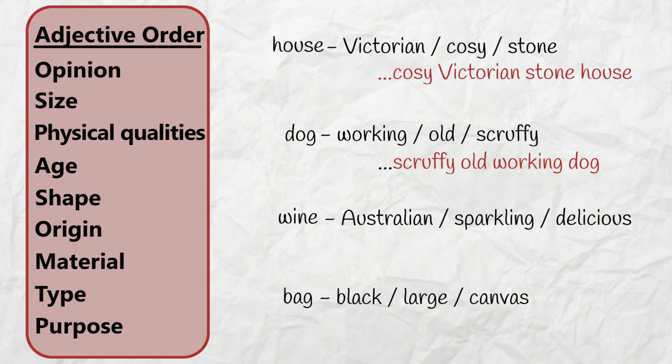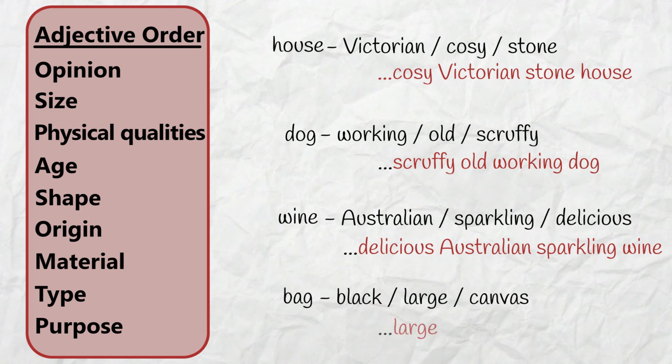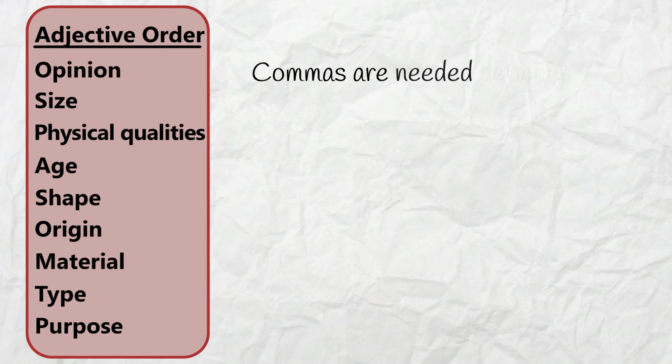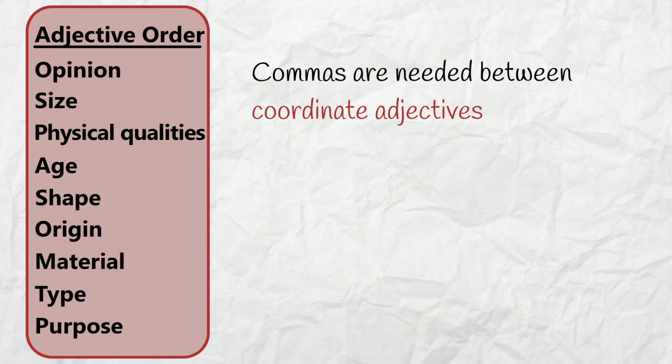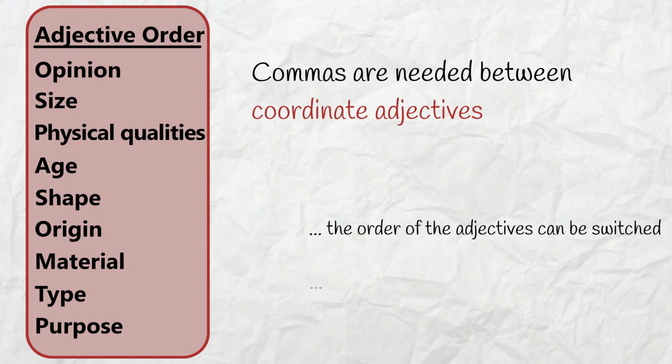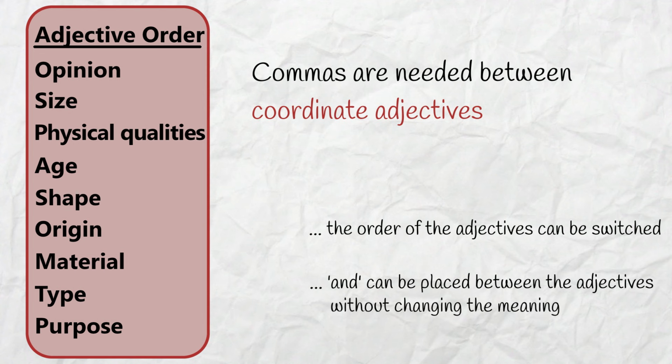The next, delicious Australian sparkling wine. And finally, large black canvas bag. It's important to note that sometimes commas are needed between coordinate adjectives. The general rule is that if the order of the adjectives can be switched, or if and can be placed between the adjectives without changing the meaning, they are coordinate adjectives, and a comma is needed.